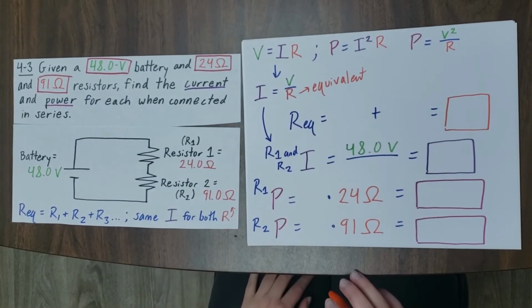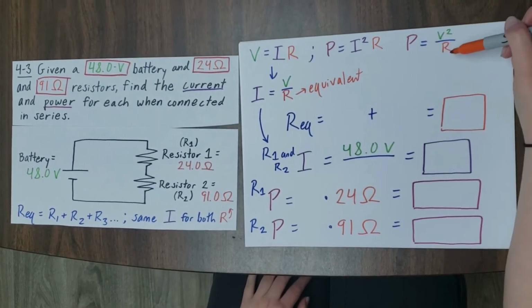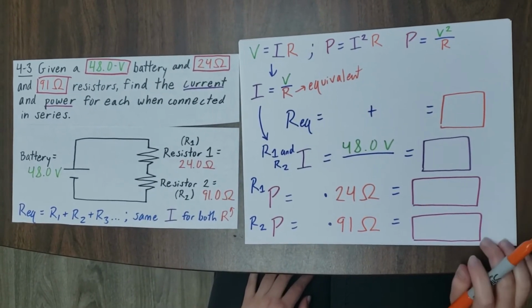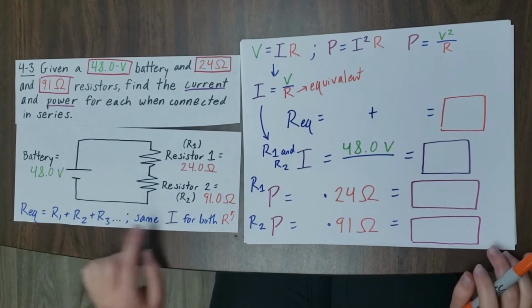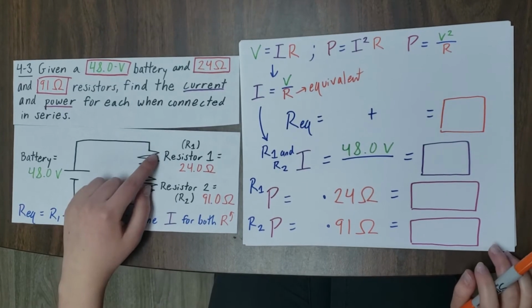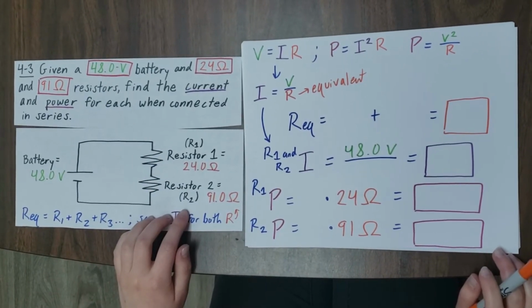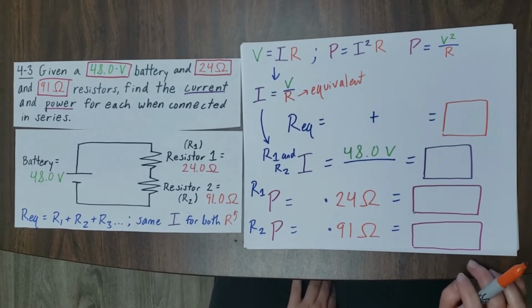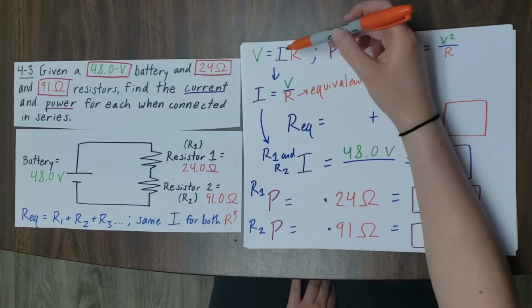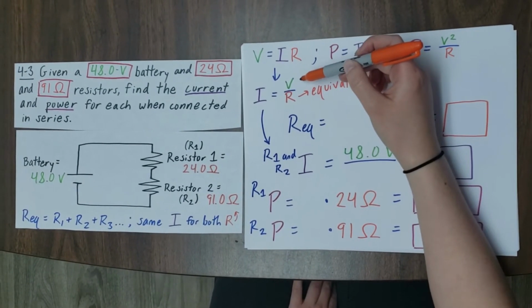Since we know that resistors follow Ohm's law, we can use the two equations from electrical power that we derived from Ohm's law. We are given that the voltage source, the battery, is 48 volts, and the resistance of each resistor in ohms, the first resistor being 24 ohms and the second resistor being 91 ohms. To determine the current going through each of these resistors, we can simply use Ohm's law, V equals IR. Solving it for current, we get that I equals V over R.